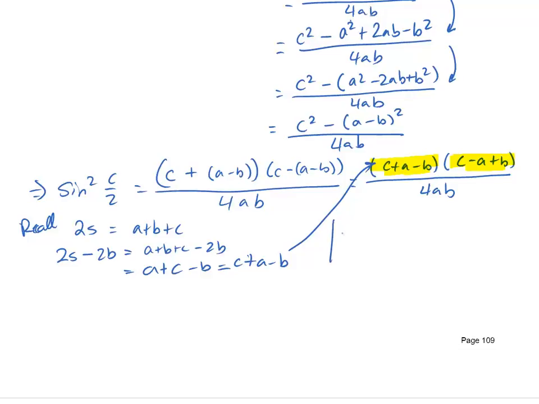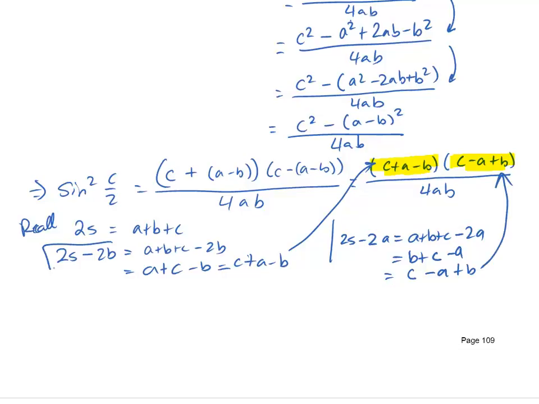Similarly, if I do 2s minus 2a, I would get a plus b plus c minus 2a, which is b plus c minus a, or a positive c minus a plus b. That's this term right here. So the key is this piece here and this piece here are in that numerator.